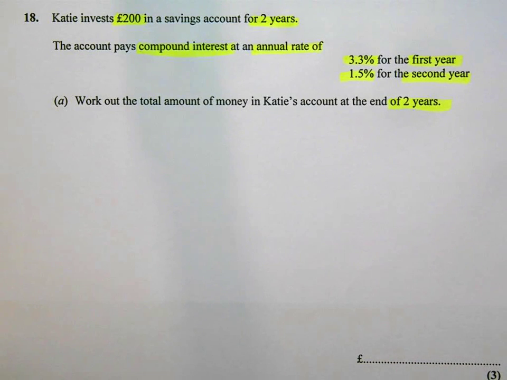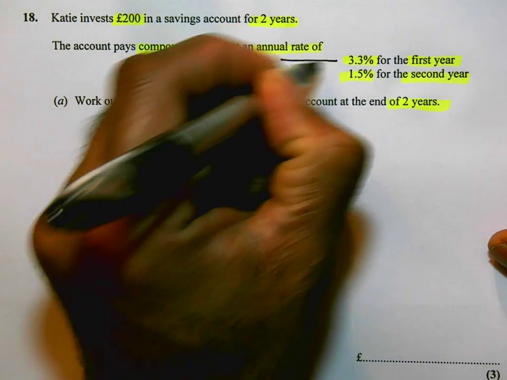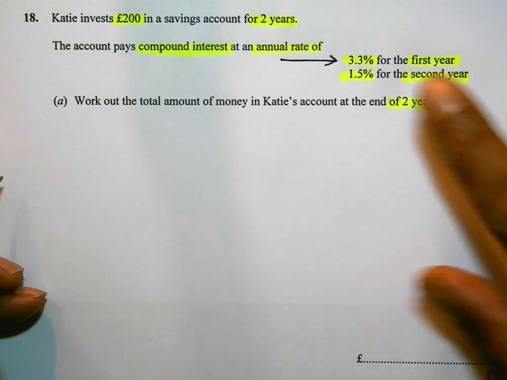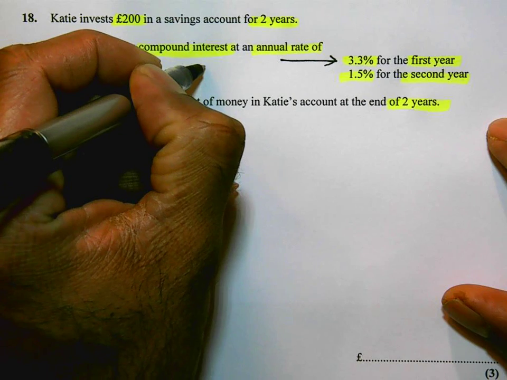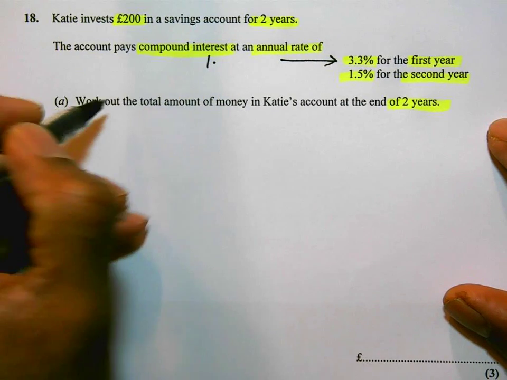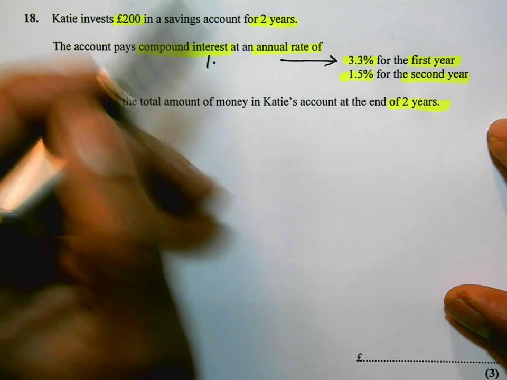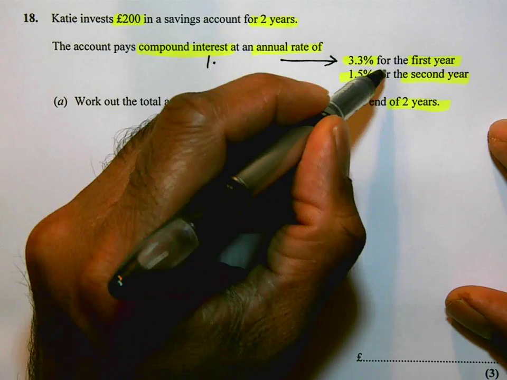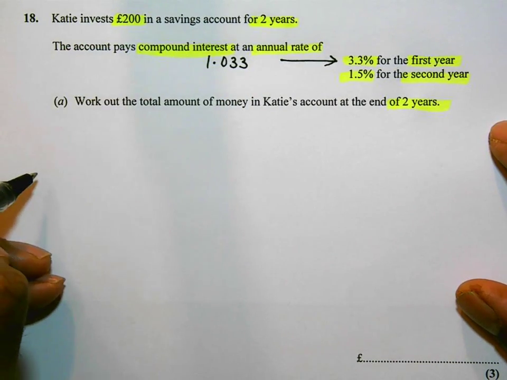Okay, so you should be familiar with compound interest. You should be familiar with how we work this out. In this particular case, for the first year, the interest rate is 3.3%. So the multiplier that you're going to use, and you should know how I've gotten to this, is 1 point. Now, if it was 3%, it would be 1.03. So because it's 3.3%, it's 1.033. That's my multiplier for the 3.3%.